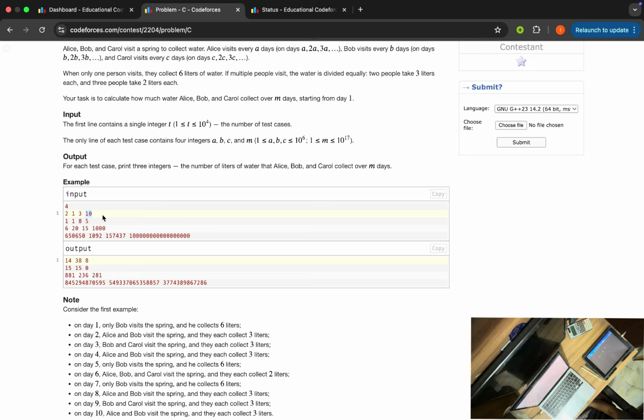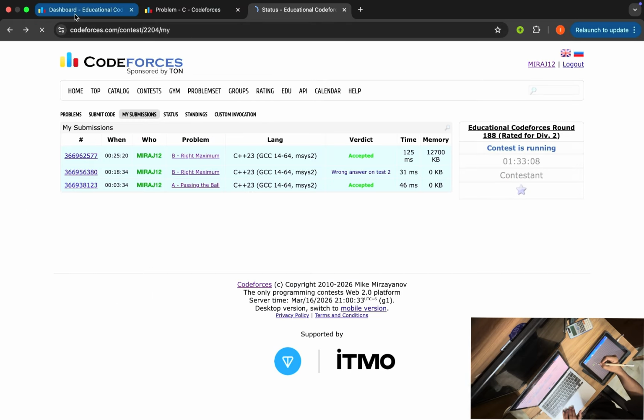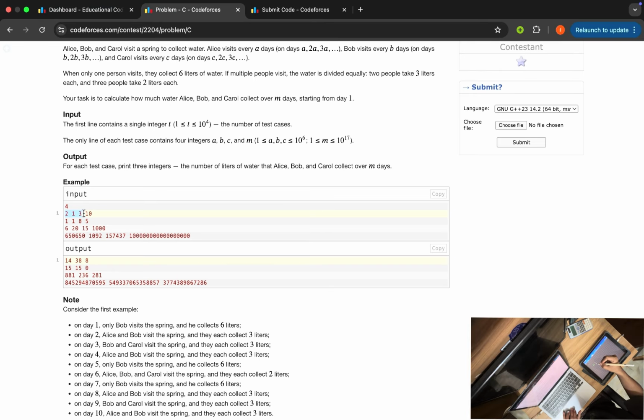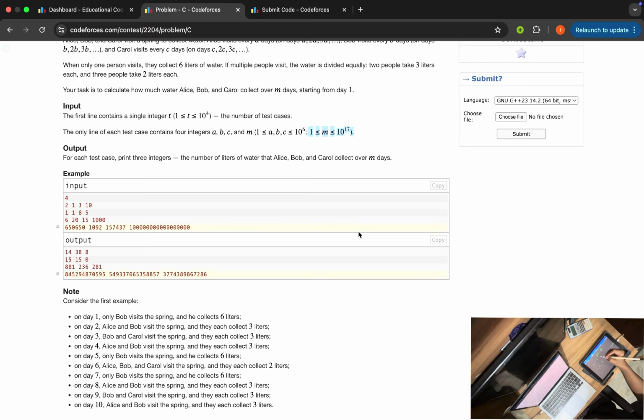Okay, so 2 1 2 1 3. Yeah, passed. Okay, 2 1 3, 2 1 3, and got 10 days. 1 2 3 4 5 6 7 8 9 10. Okay, the value limit, M can be 10 to the power 17, so that's a problem. That's a little bit of a problem.